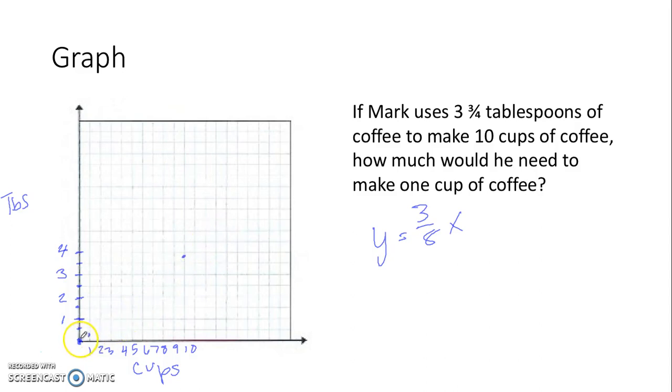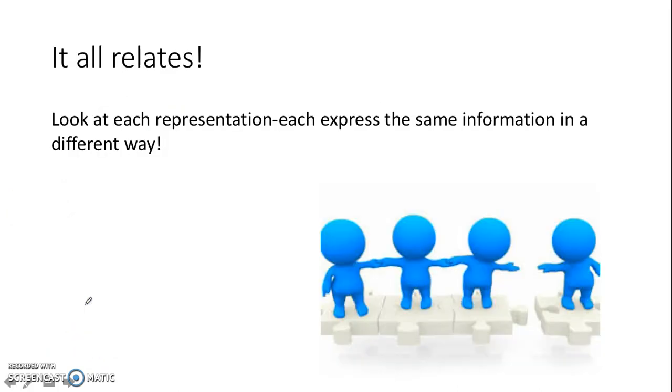When you fill in all the rest of the points, it'll make a straight line all the way up because it's a proportional relationship. You can see the constant of proportionality is right here, because the x value is 1, and the y value, the constant of proportionality, we know is 3/8.